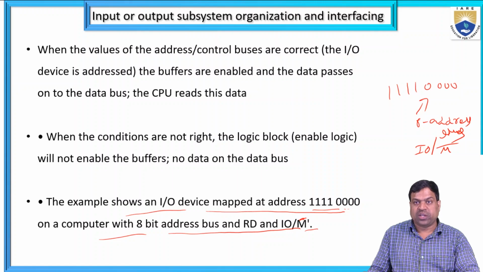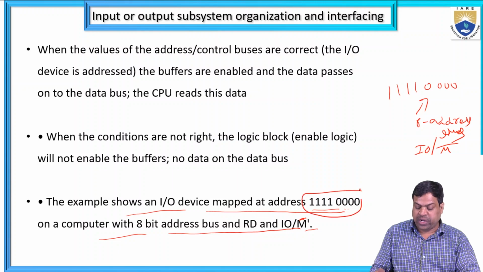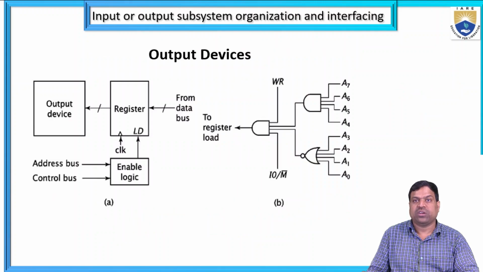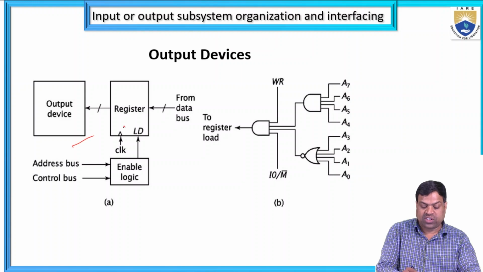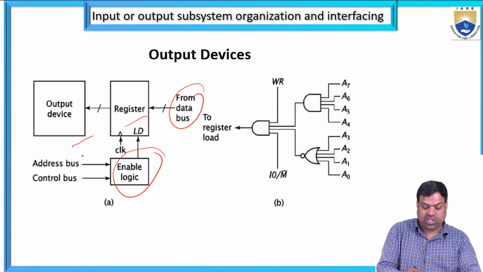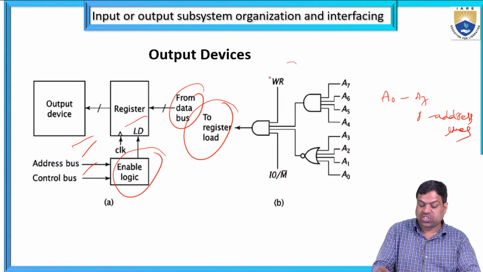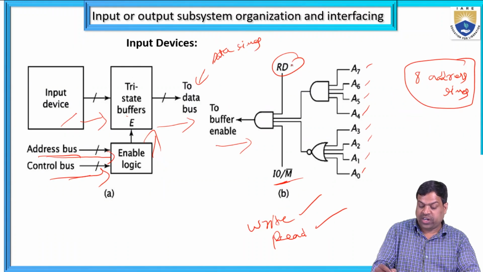The example shown is an input-output device mapped to the address. The one example I'm taking is 8 bits, which means 8 data lines. When it is a read operation, that is IO by M bar. The output device is nothing but an output device register with data, enable logic, address lines and control bus. How many address lines? A0 to A7, 8 address lines. To the register, there is a write operation here and a read operation there. Read operation means I am taking it as an input.